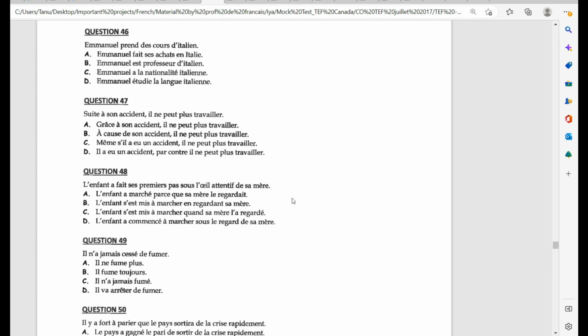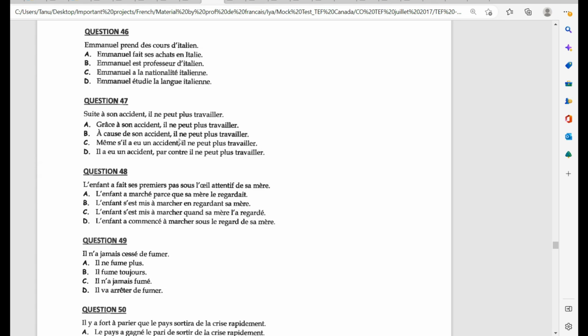Let's look at the second one. Suite à son accident, il ne peut plus travailler. After his accident, he cannot work. Grâce à son accident, il ne peut travailler. Thanks to his accident, he cannot work. No, absolutely wrong. This option is eliminated. À cause de son accident, il ne peut plus travailler. Yes, because of his accident, he cannot work.